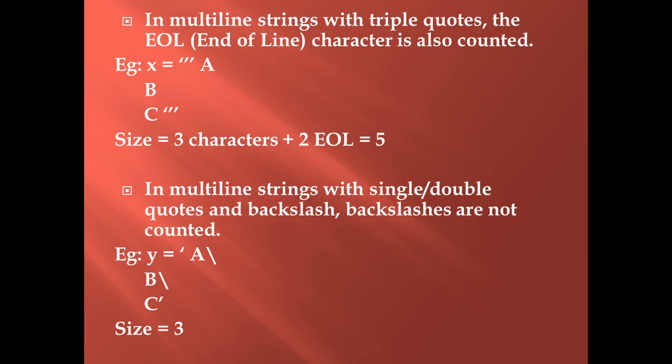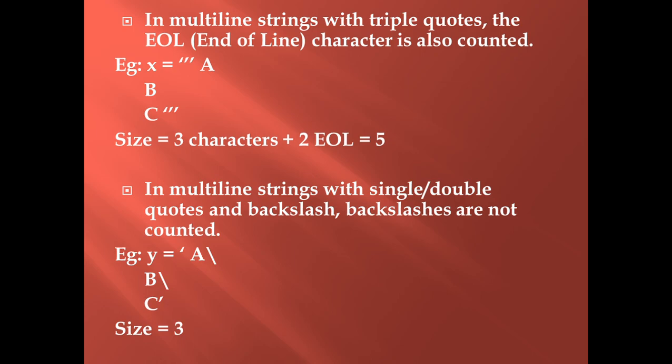In multi-line strings with triple quotes, the end of line character is also counted. How? X is equal to triple quotes A, enter key, B, enter key, C, closing quotes. So here we are pressing the enter key twice. Those two enter keys are counted as two EOL characters. So the size of this string will be 5.